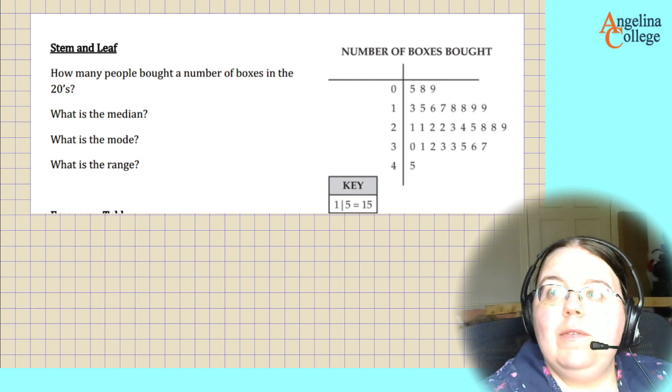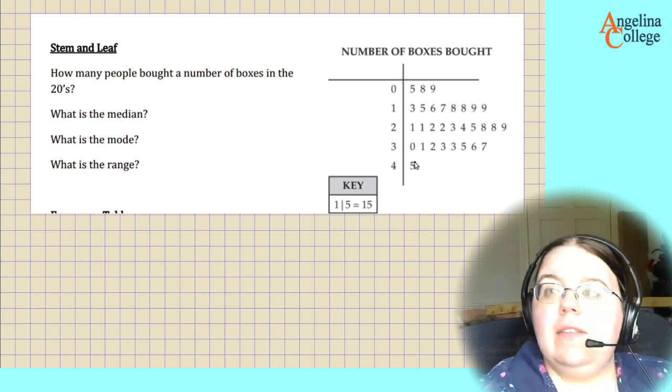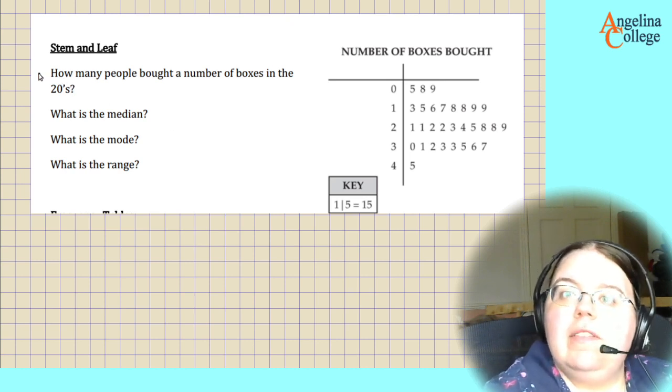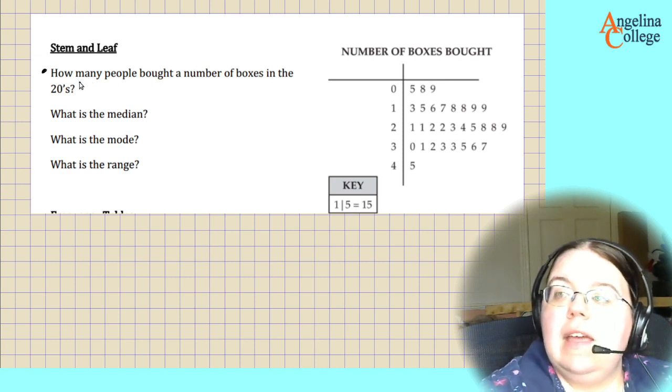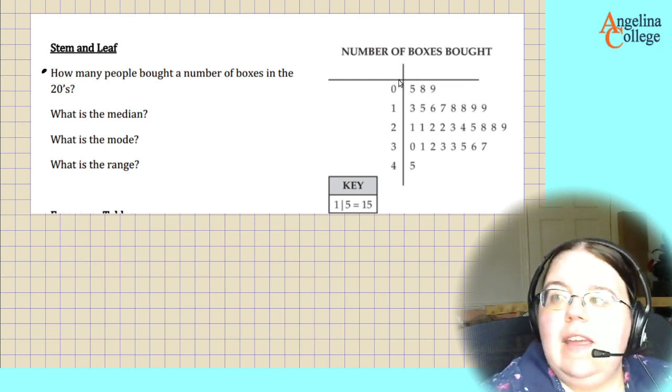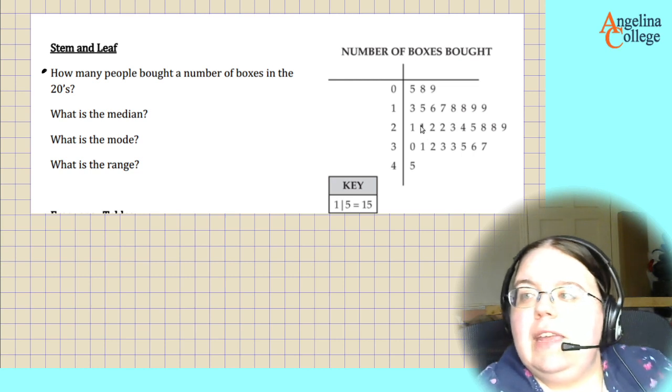This problem from the Math 0325 second exam review guide is about stem and leaf plots. So this problem has a few different parts. In the first part, it asks how many people bought a number of boxes in the 20s. Now remember, the way a stem and leaf plot works is the stem over here is basically the tens place, and the leaf over here is basically the ones place for a particular number.